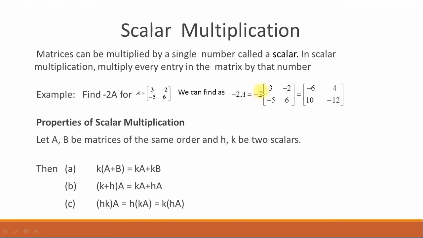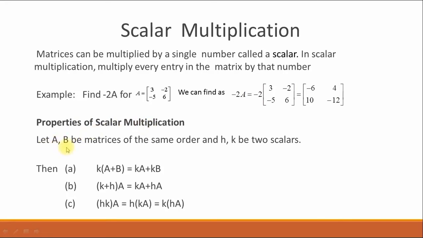We get minus 2 multiplied by 3 is equal to minus 6. Minus 2 multiplied by minus 2 is equal to 4. Minus 2 multiplied by minus 5 is equal to 10. And minus 2 multiplied by 6 is equal to minus 12. So dear student, note that we cannot add a scalar to a matrix, but we can multiply a scalar to a matrix.